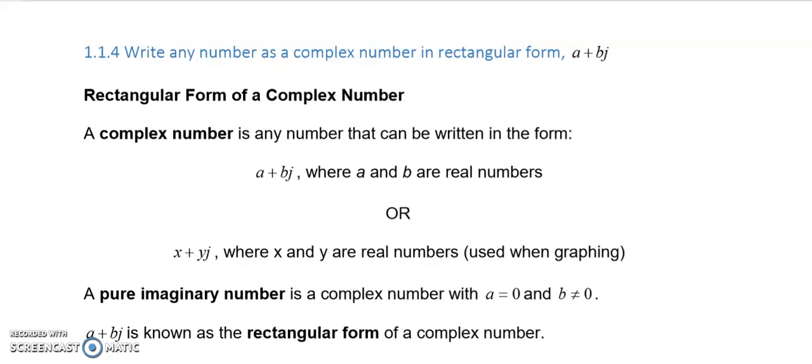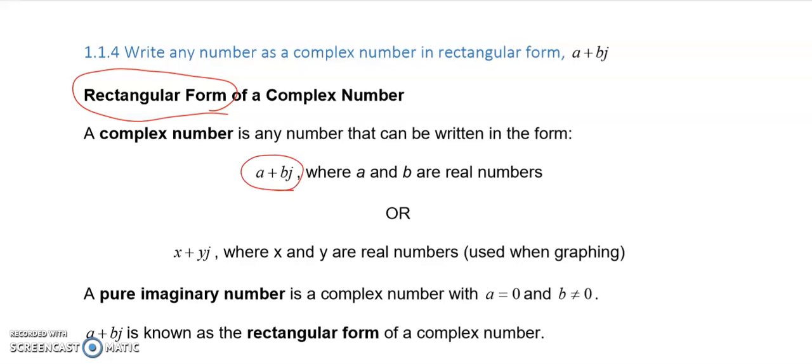Okay, welcome to the next lesson in complex numbers. Today we're going to look at what's called the rectangular form of a complex number. You may recall in our last video we actually saw some examples that ended up in what we call rectangular form. I even used the term then. The rectangular form of a complex number looks like this right here.